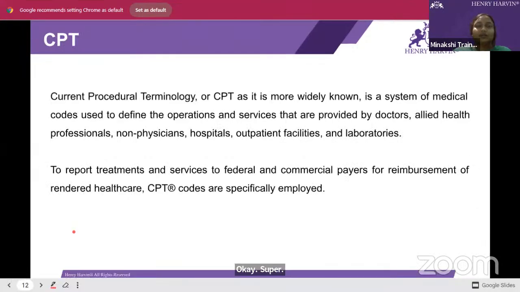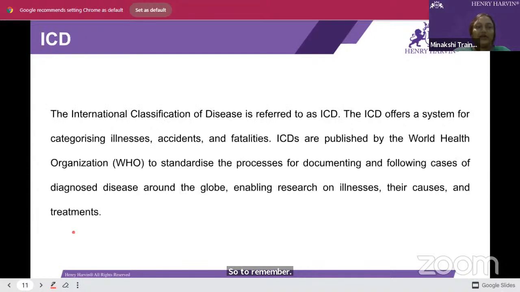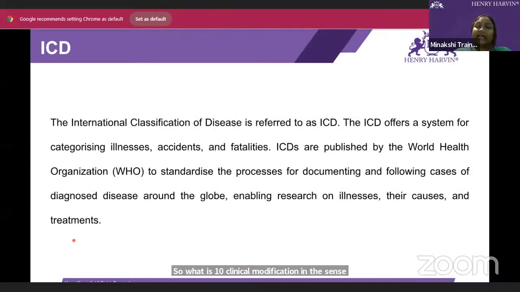So what is CPT? To remember each book's full form is very, very important. And one more point I just missed, that is your ICD-10-CM. The full book name is ICD-10-CM. What is 10-CM? It stands for 10th Clinical Modification. So what is 10th clinical modification? In the sense, the 10th time this book has been revised.